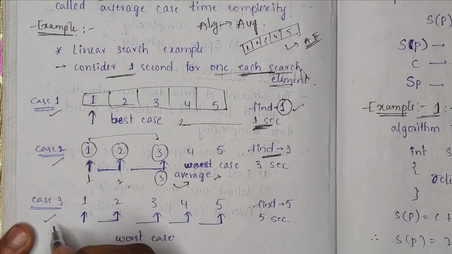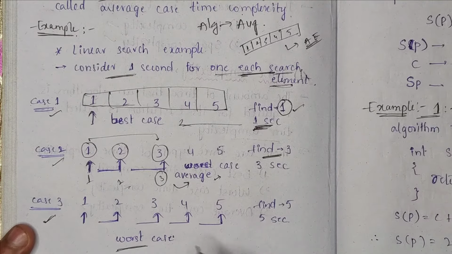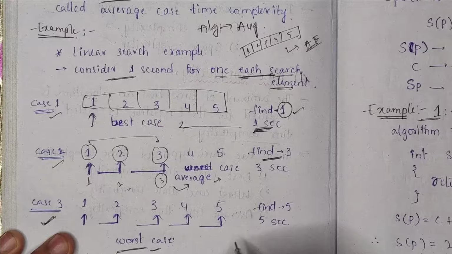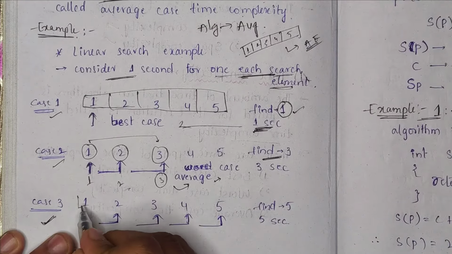Now coming to the third case, it is about worst case time complexity. To find the worst case of time complexity, see here, this is an array.